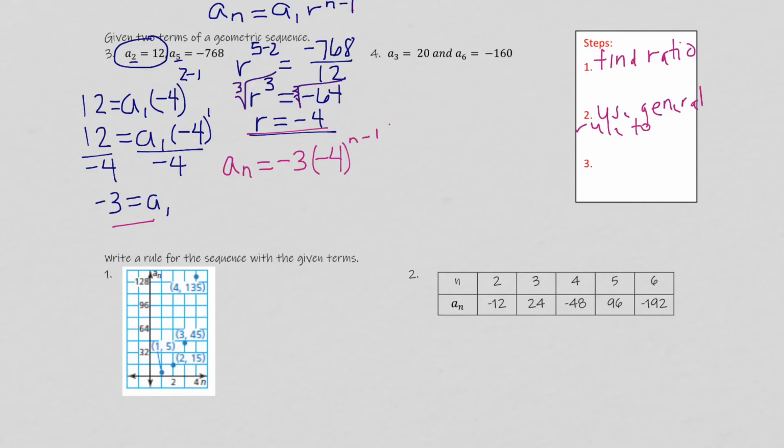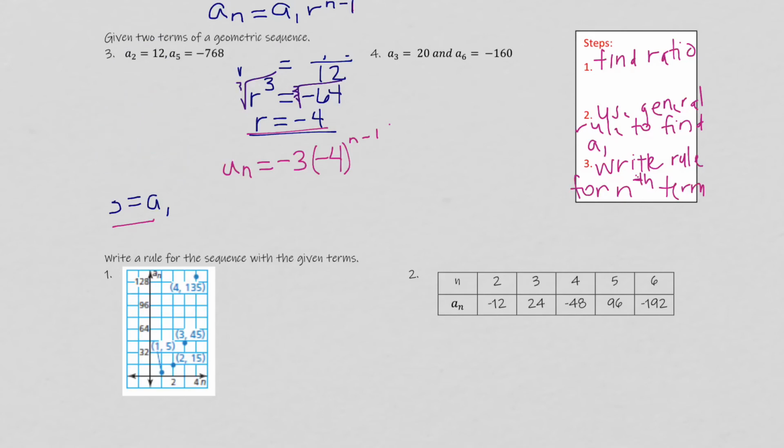To find a sub 1, or your first term. And then once you do that, you're going to write your nth term rule. Write the rule for the nth term. All right, so let's go ahead and try number 4.